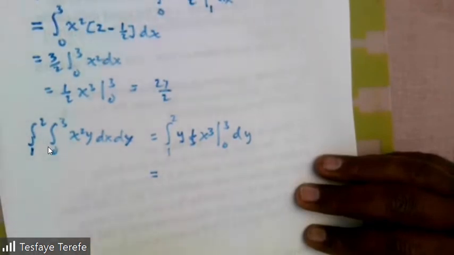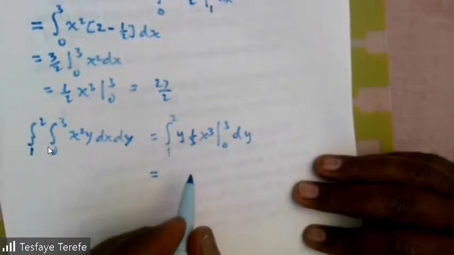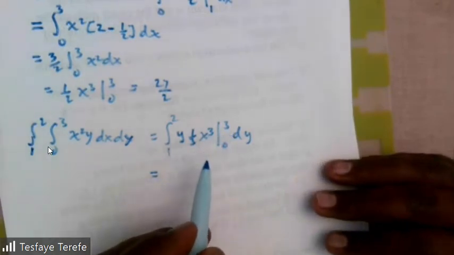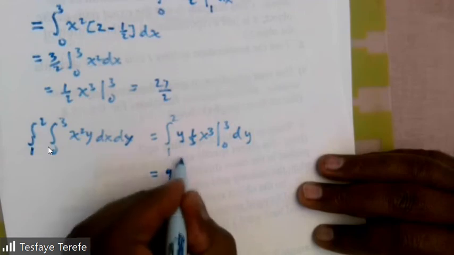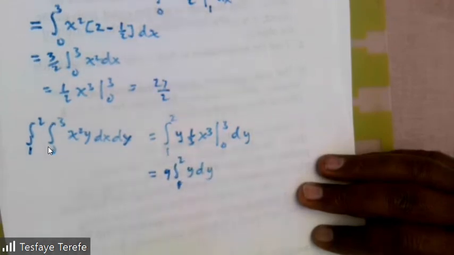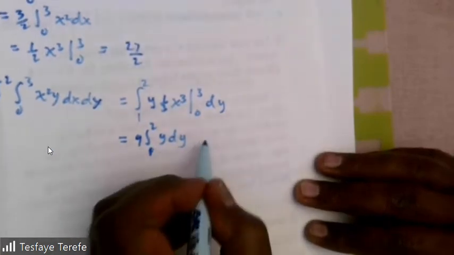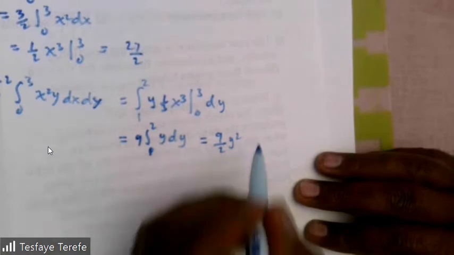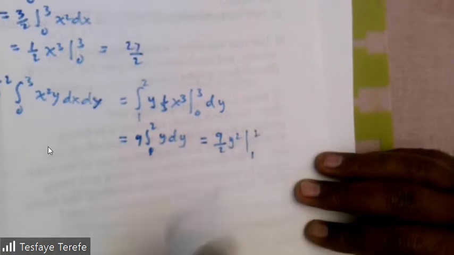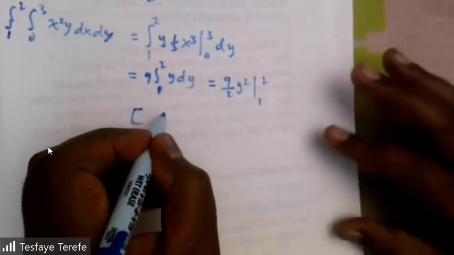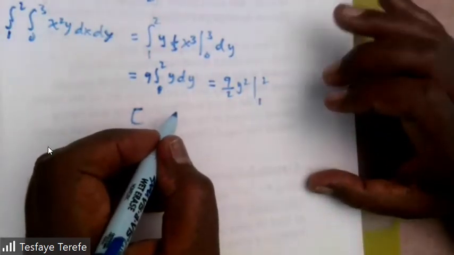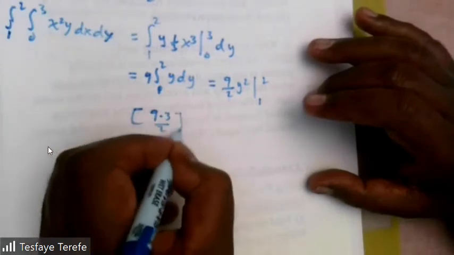Okay. So when we put this one, 27 actually divided by 3, that is going to be 9. Because when I put 0, it is 0. Okay, this is going to give us 9 over 2 y squared evaluated from 1 up to 2. So y squared is obviously 4, and 1 squared is 1. Okay, 9 times 3 over 2, which is equal to 27 over 2. And in both cases, you'll get the same. All right, that is really quick, and we have done this.